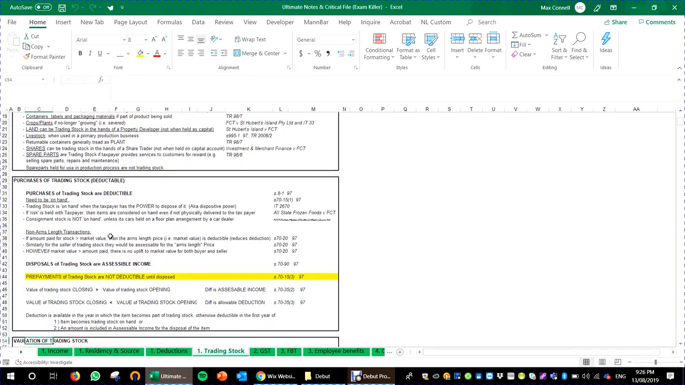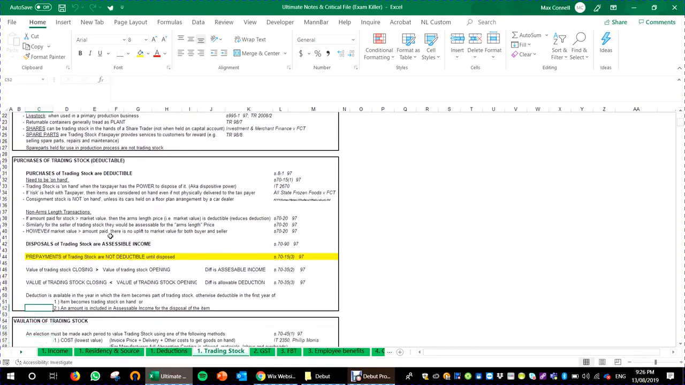So the first thing we need to know is that purchases of trading stock are deductible. What does that mean? So if you were to purchase shares on capital account, so you're not a share trader, you don't get a deduction for acquiring them.